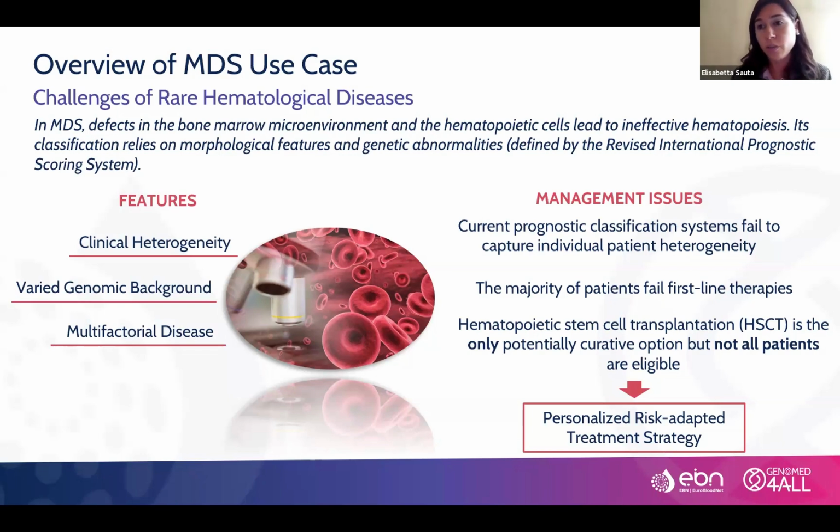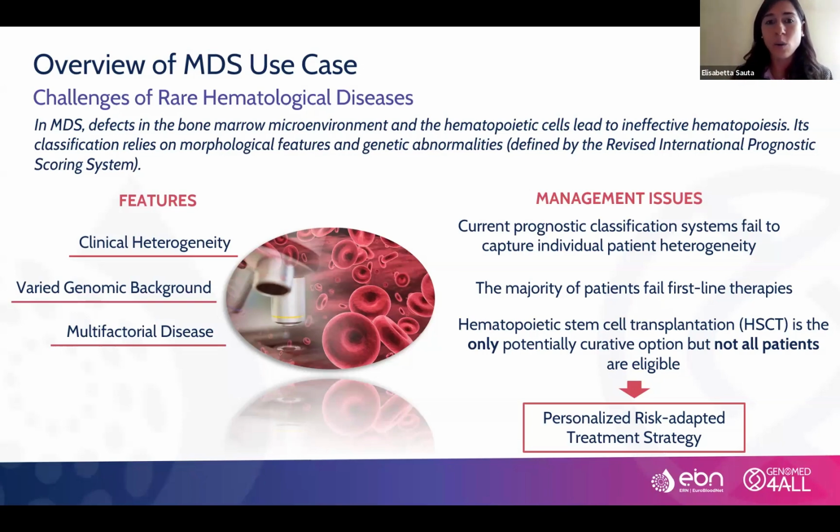The only potential curative treatment for these patients is the hematopoietic stem cell transplantation, but not all patients are eligible for this therapy. And since the myelodysplastic syndrome is a disease that hits elderly people, the only time window for these patients is around 70-75 years of age. And even if the patient undergoes transplantation, there are mortality and morbidity events that are linked to the procedure used for the transplantation. For all of these reasons, a personalized risk stratification strategy is mandatory.